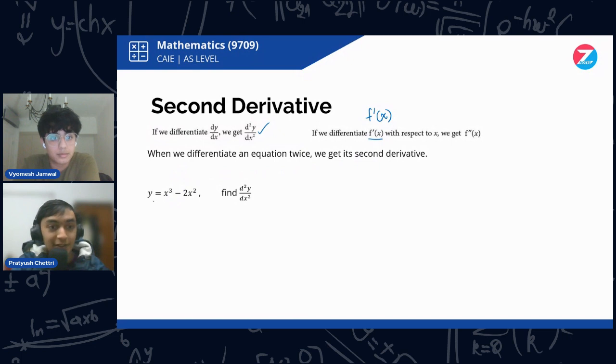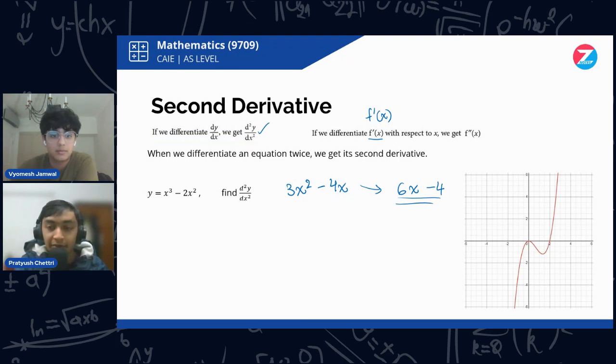Okay, so this is our equation. We want to find the second derivative. Very simple. Differentiate it once to get the first derivative. I'm not even saying the steps. You just multiply, reduce the power, and then you do it again. So that means 2 times 3, 6x minus 1, minus 4. That's our second derivative.